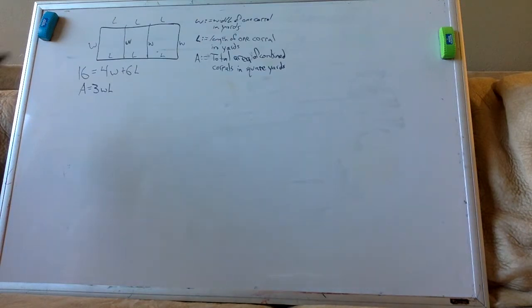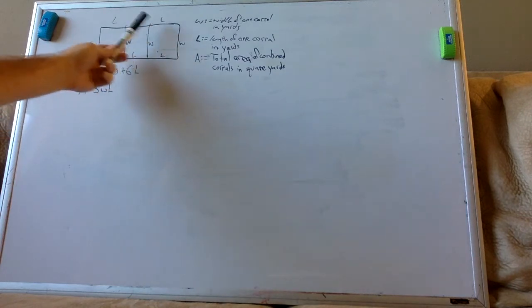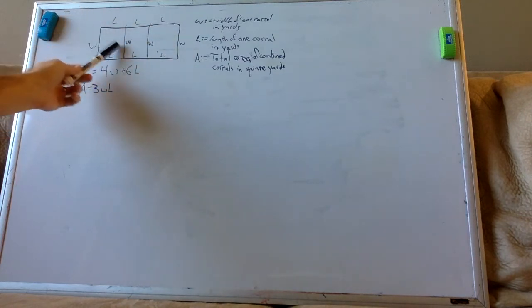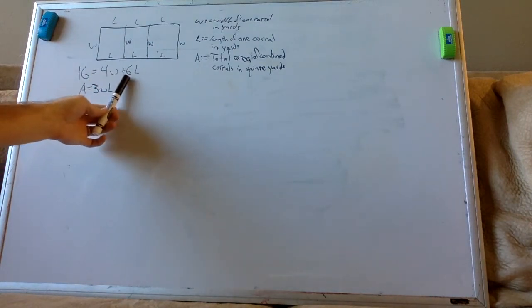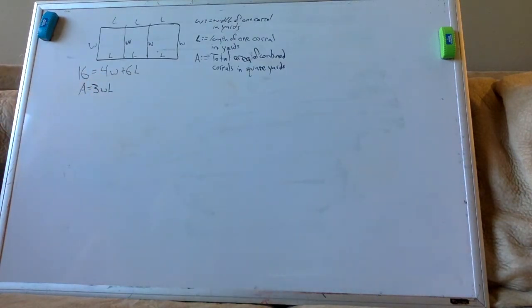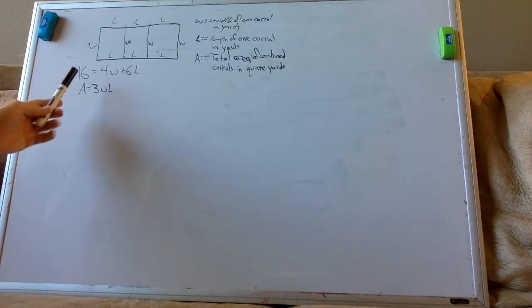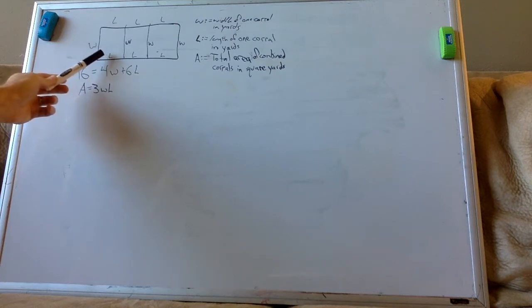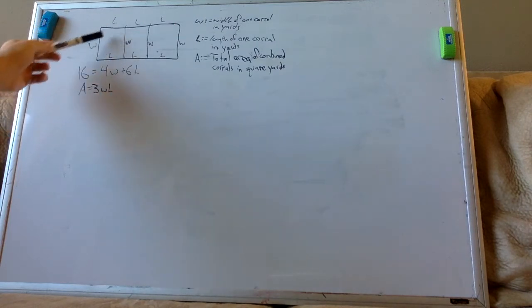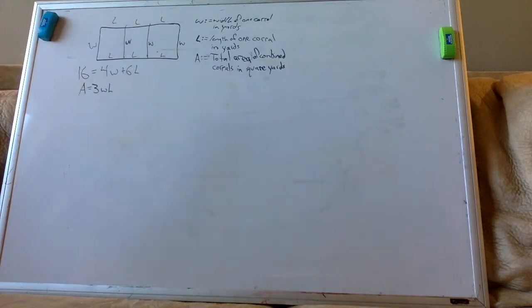So I know that if I have length, length, length, length, length, length, and width, width, width, width, that I must have 4W plus 6L equals 16, because I know I have a total of 16 yards of fencing. And since I wanted my corrals to be equal, if I take W times L times 3, that's going to give me the area. Remember, for a rectangle, if I take the length times the width, I get the area.